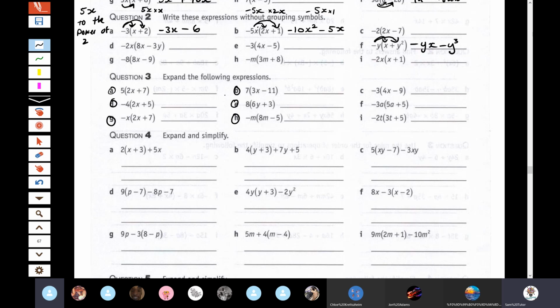Same really quickly with A. I got 10x and then 35. Do you put the plus, like, do you do 10x? Otherwise, look what you've written, 10x 35. That does kind of look weird, doesn't it? Good question. Yes, you have to put the plus in the middle. Another way to think about it is 5 times positive 7 is positive 35. So you put the plus in. Good job.